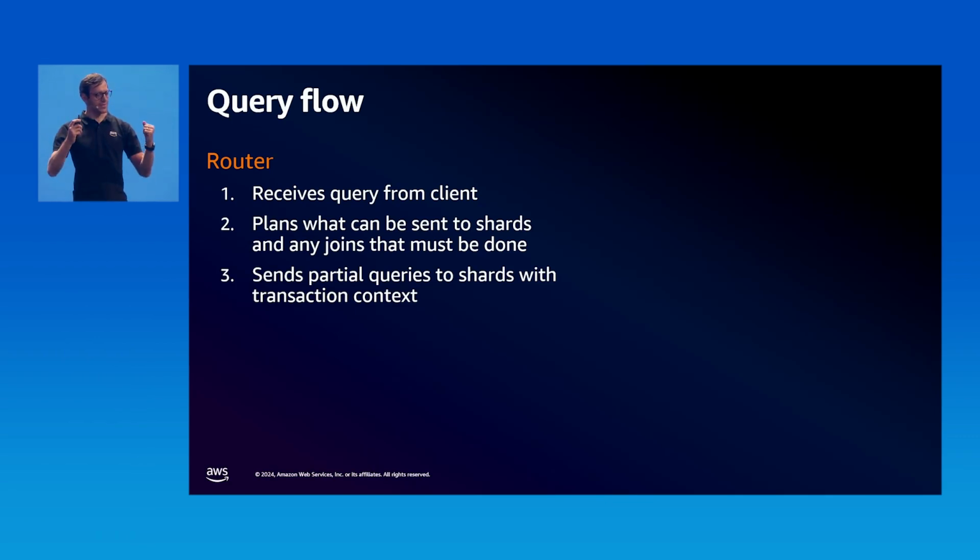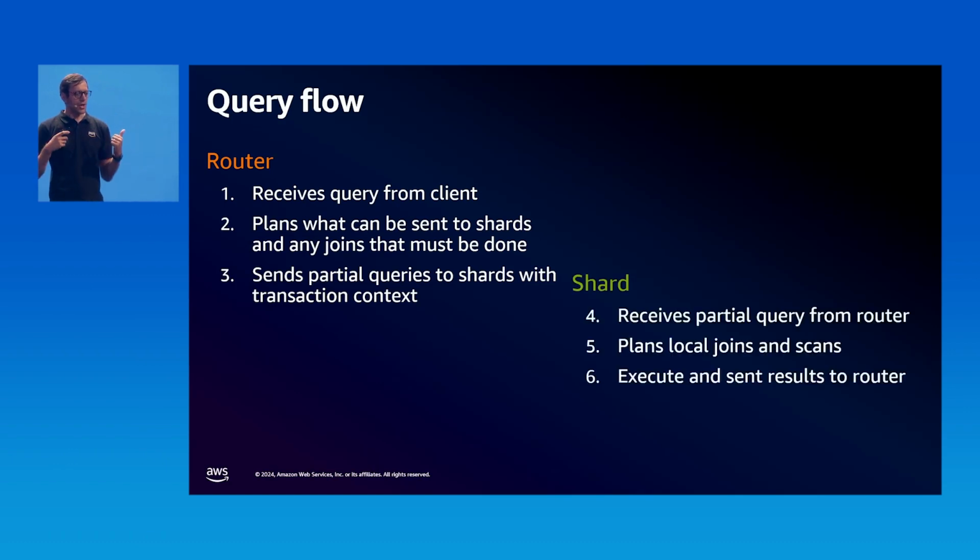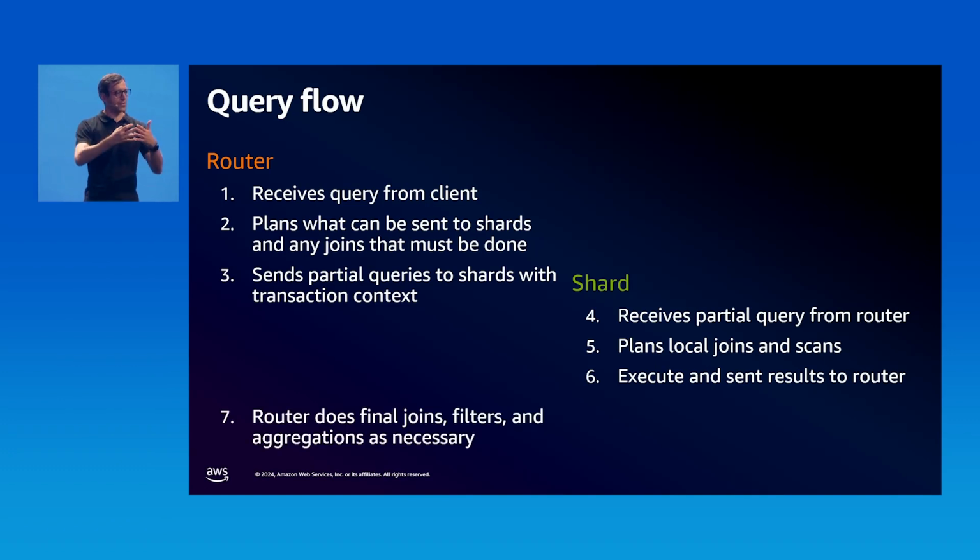The router receives the session and the query. Based on metadata, it will do the query plan to send partial queries to different shards in parallel. The shards receive those parts of the queries, do the joins and the scans, take the important data from the storage, and send it back to the routers. The routers then do the filters and the joins afterwards and send the result back to the client, right?